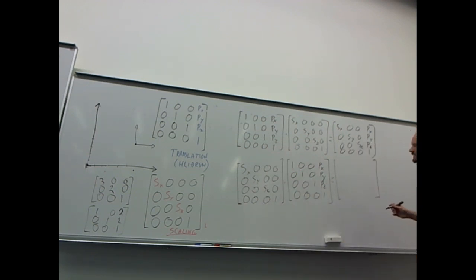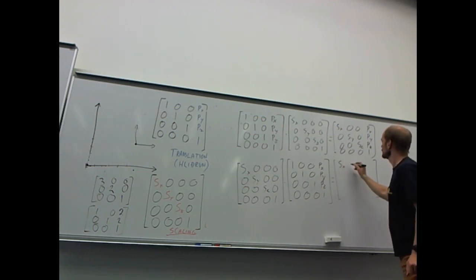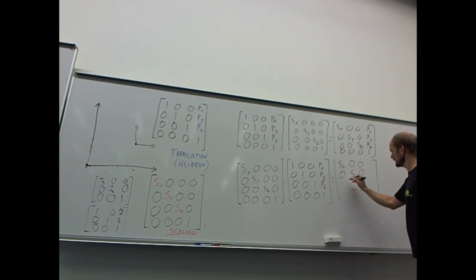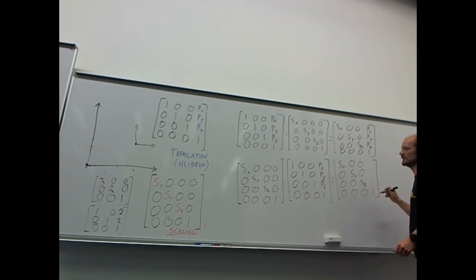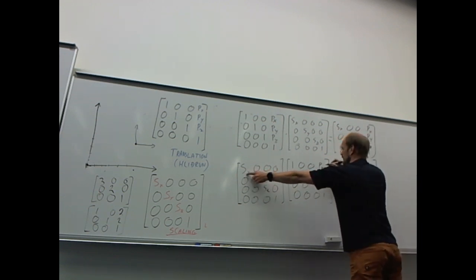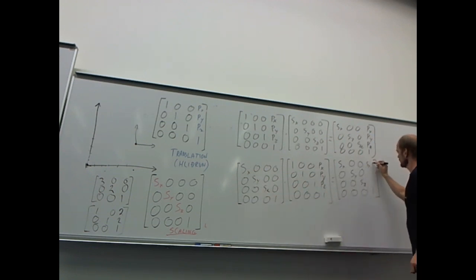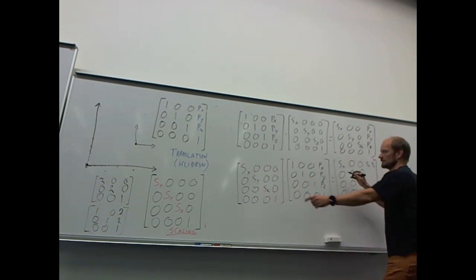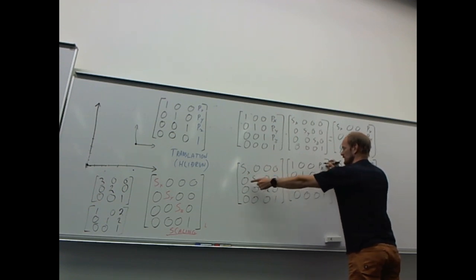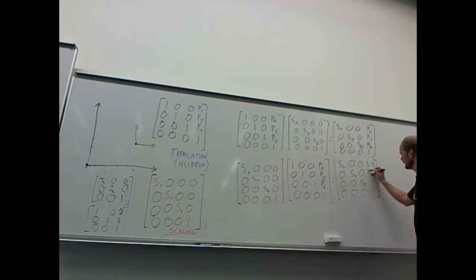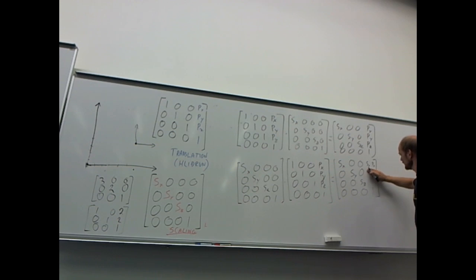In the other case, we're again going to end up with these parts here the same: 0, sy, 0, 0, 0, 0, sz, 0, 0, 0, 0, 1. The difference is here we're going to get sx times px, and sy times py. So the scaling in this case is affecting the point of origin as well.